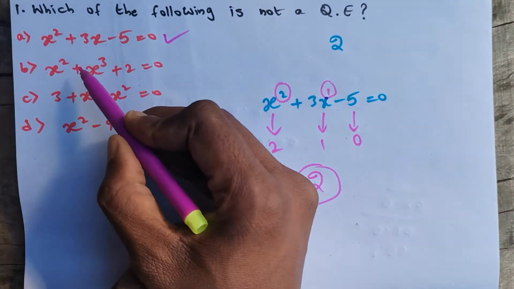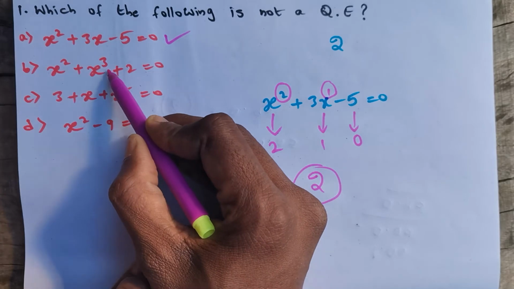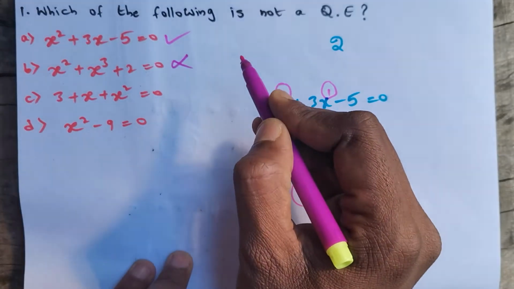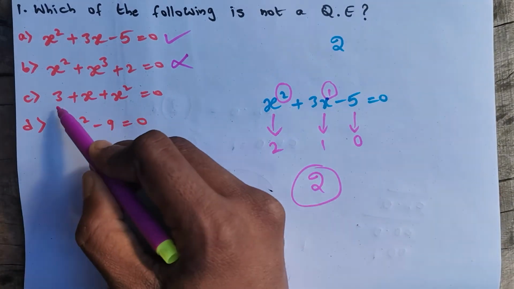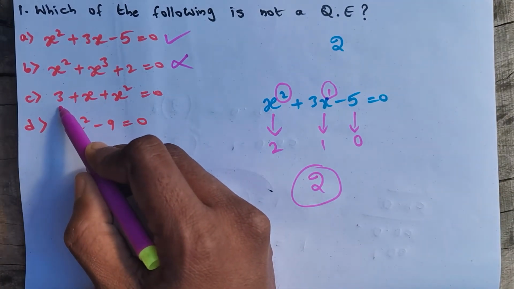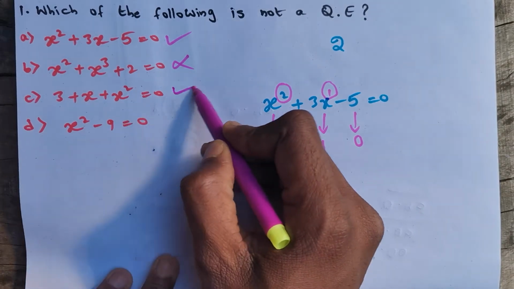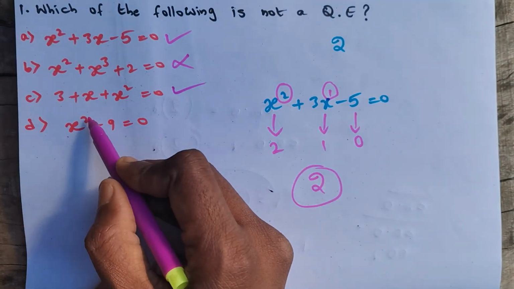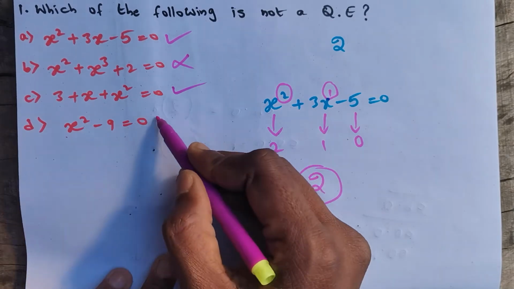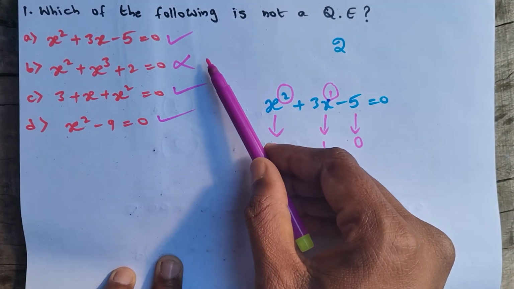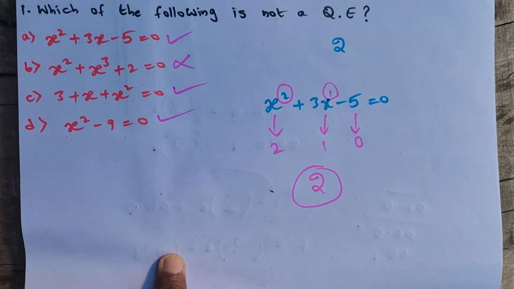Next, here degree 2, here degree 3, maximum degree is 3, then this is not a quadratic equation. Here constant 0, x 1, x square 2, so maximum is 2, so it is quadratic. Here x square, maximum 2, so quadratic equation. He is asking which is not a quadratic equation, so option B is the correct option.